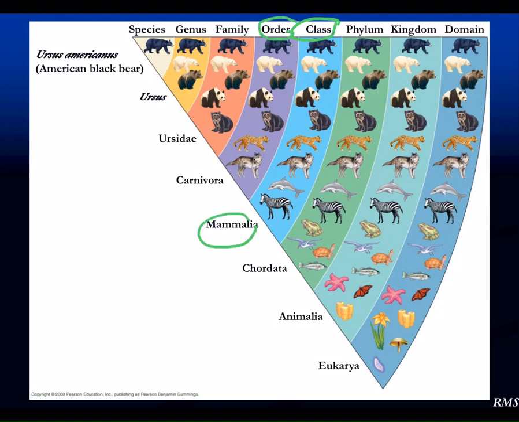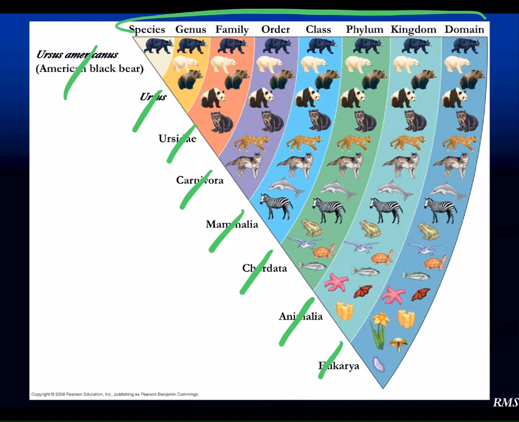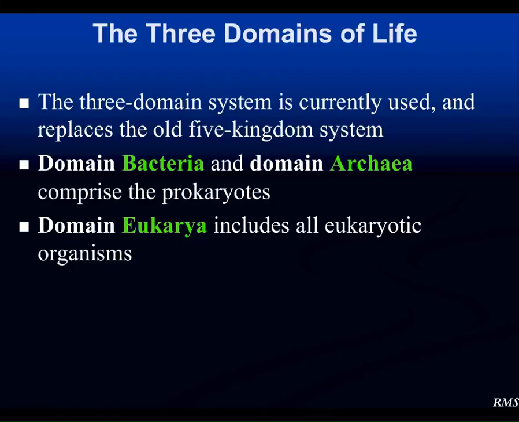And then the order here is Carnivora, which are the carnivores. Family, which is Ursidae, which is referring to bears. The genus Ursus, which are true bears, and then finally to a species, and that's one single organism called Ursus americanus, or the American black bear. So this, once again, are just examples. You don't have to know them, but you do have to know this. Domain, kingdom, phylum, class, order, family, genus, species. You have to know that level of organization.